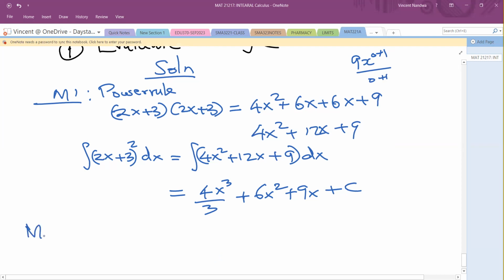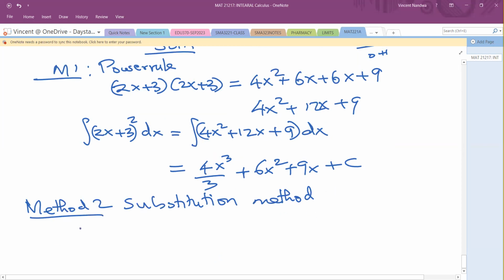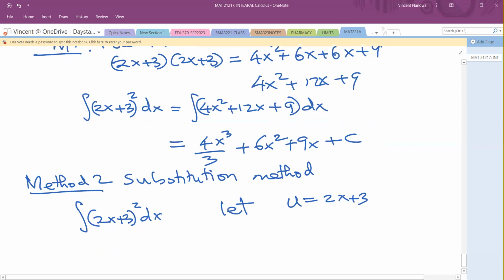Now, method 2, what we are calling the substitution method. You will say that this integral of (2x + 3)^2 dx, you let u be the whole of this bracket. Okay? Then now we want to change the integral from being in terms of x to this new variable u.